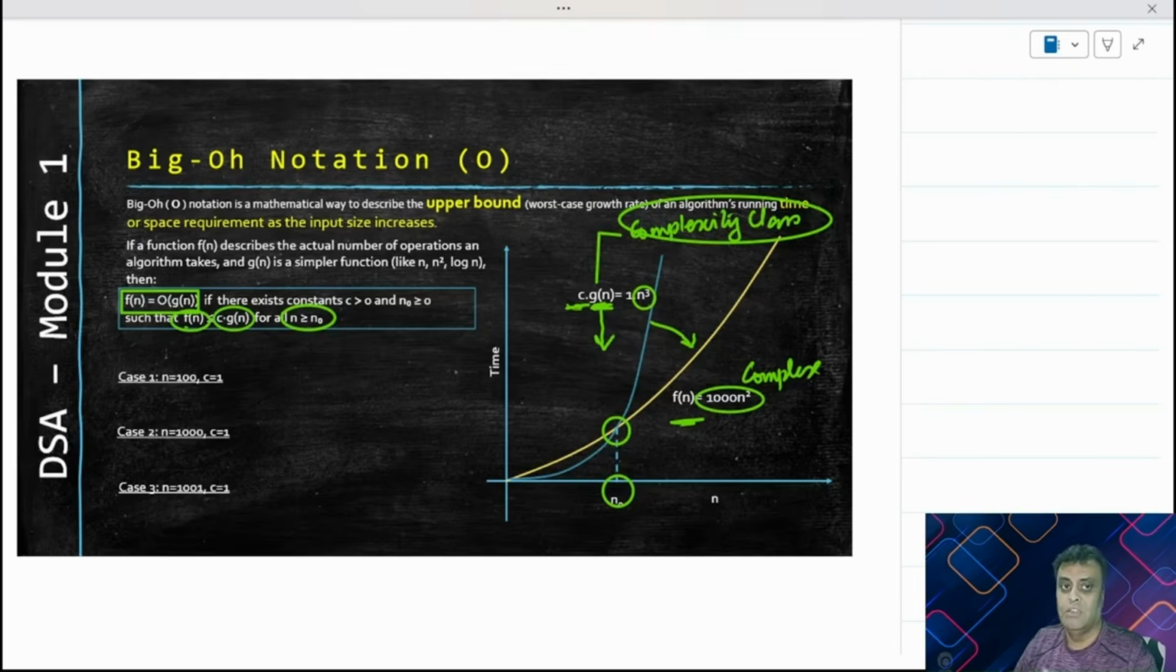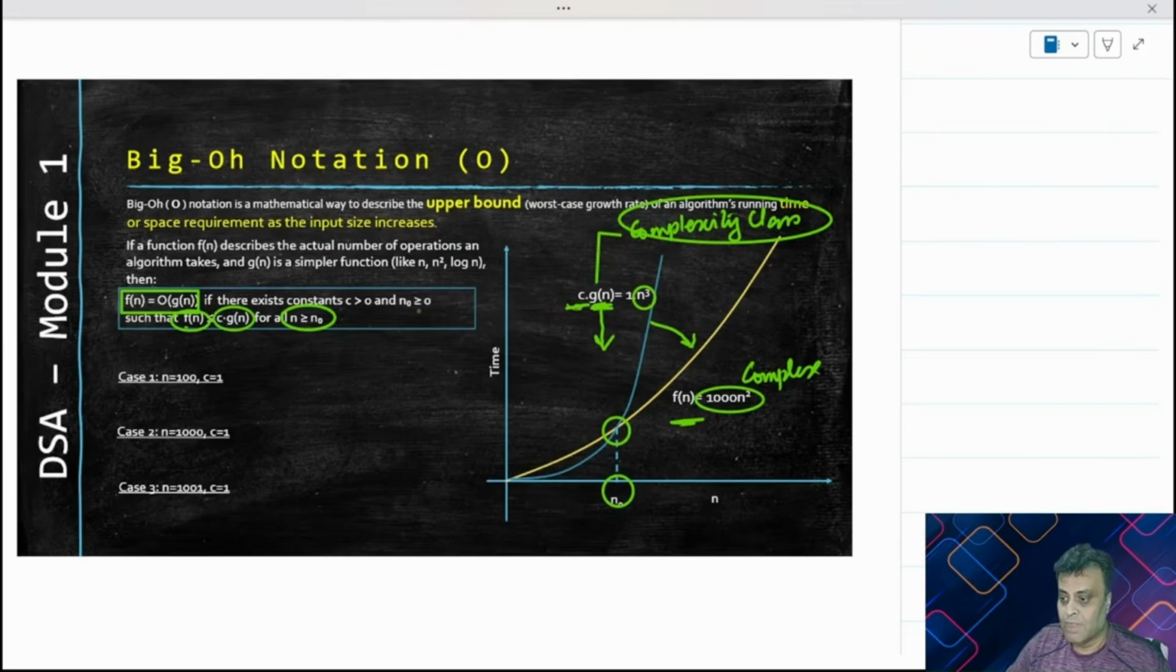It will be a line which will always stay ahead of my fn. And fn, I cannot proclaim to the world that fn is of this complexity class because it is complex. So I will rely on an upper bound which is conventional, and I will tell the world that my algorithm's upper bound is n cube. So I will say that it is going to be big O of n cube. How do you do it?